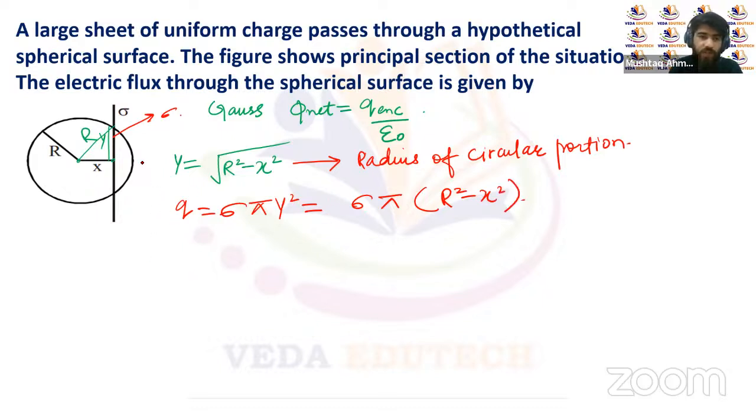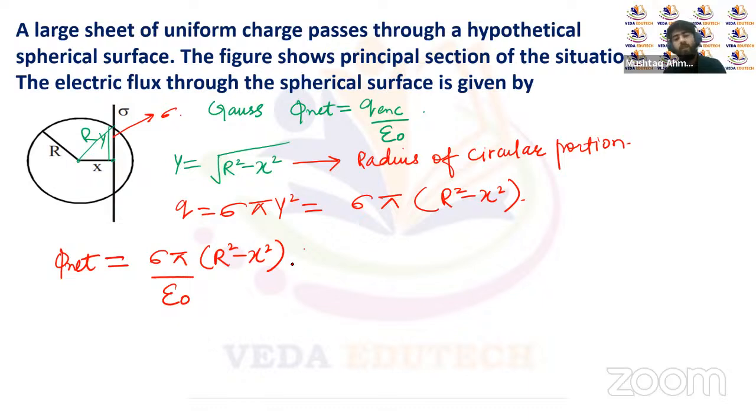Now this amount of charge will be enclosed within this sphere. Therefore the net flux through this sphere will be equal to the charge enclosed, that is sigma pi (r square minus x square) upon epsilon naught. So this will be the total flux through the given sphere.